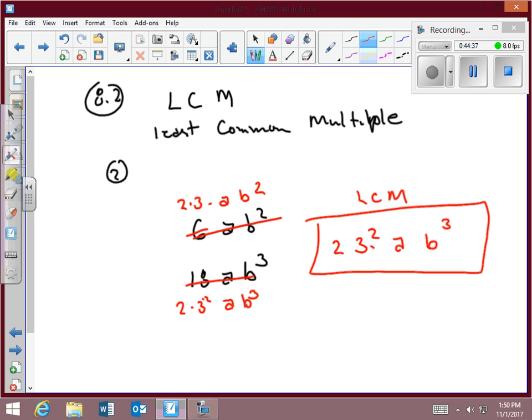Then you can expand it. The 3 squared is 9. 2 times 9 is 18. AB cubed. This is okay. But that's what we're going to do, because we're going to work with polynomials. And you're going to have to factor the polynomial, be it a binomial or trinomial, for whatever power has got to be in common.